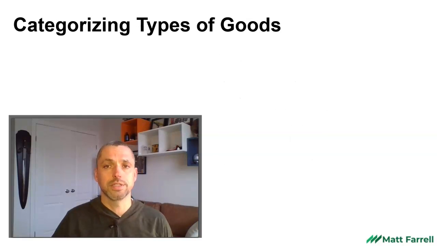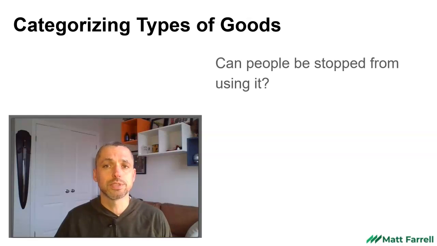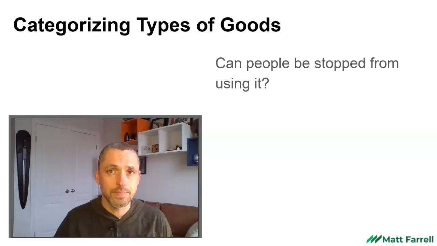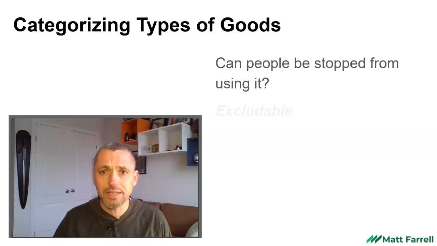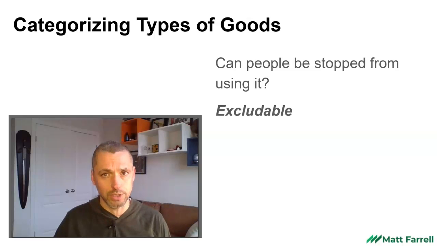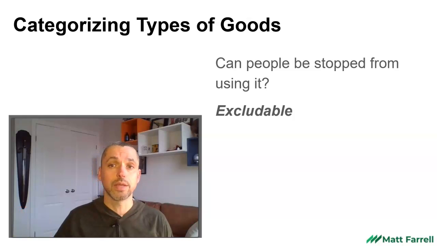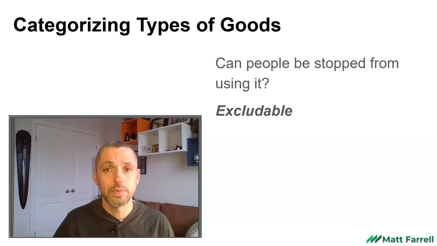Before you start categorizing different types of goods, it's important to ask yourself a couple of questions. For one, can people be stopped from using it? Do people need to pay to buy it? If so, we would call that an excludable good. You can keep people away from it, or you need to charge people to use it.